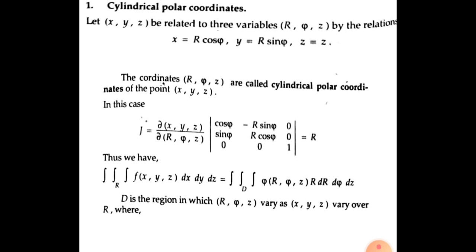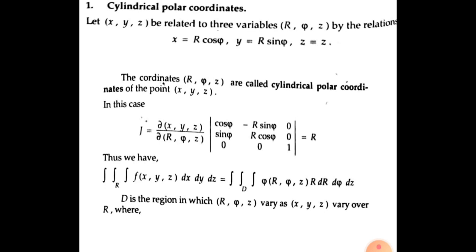third order determinant and simplification, we'll get r: that is cos φ into r cos φ, r cos² φ, minus sin φ into minus r sin φ, that is plus r sin² φ. We'll get r cos² φ plus r sin² φ. Taking r common, sin² φ plus cos² φ is equal to 1, and the Jacobian J is equal to r.